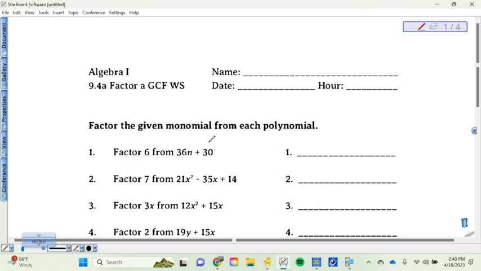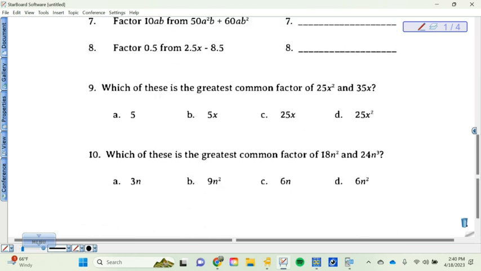Okay. The first step is the easy part because they tell you what to factor out. So it says factor 6 from 36n plus 30. So you should write 6 parentheses. What's 36n divided by 6? 6n. And then 30 divided by 6? So plus 5. Okay? So that's what we're doing for the first part. Second part down here, that's what you did yesterday. Find the greatest common factor of these two things.